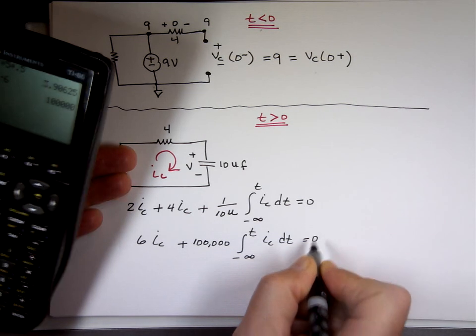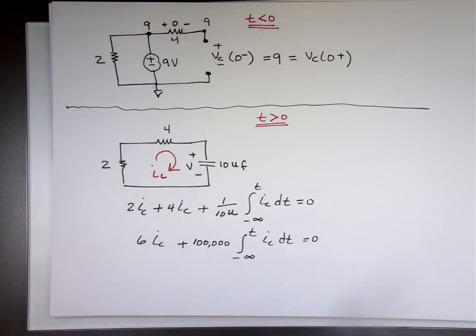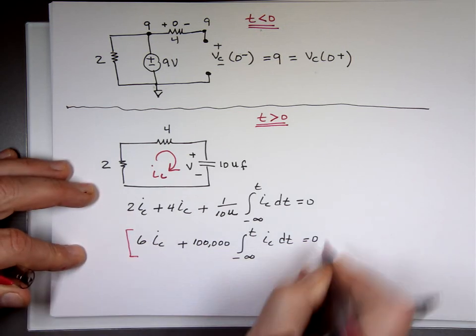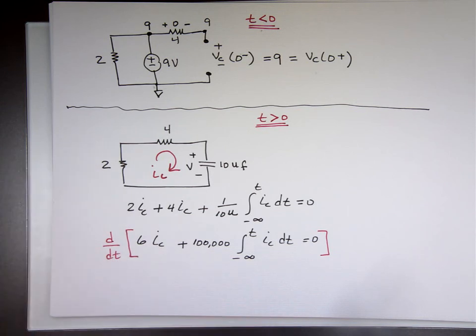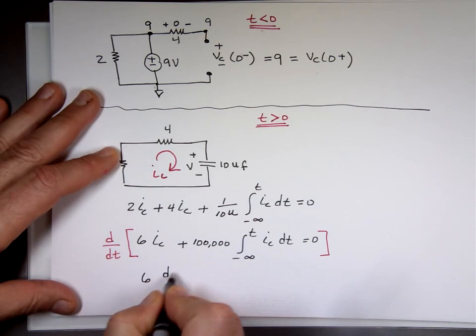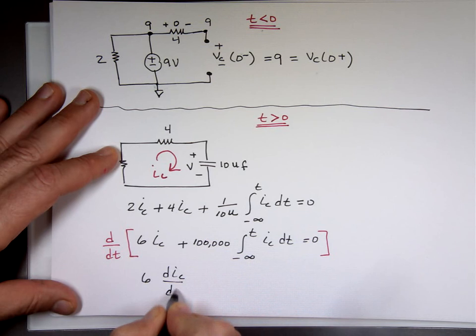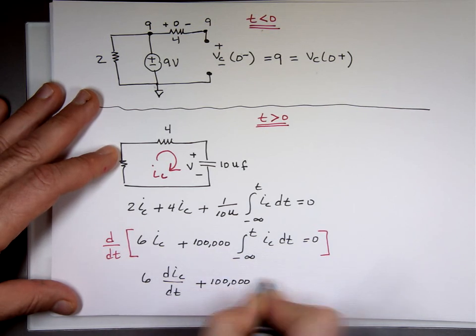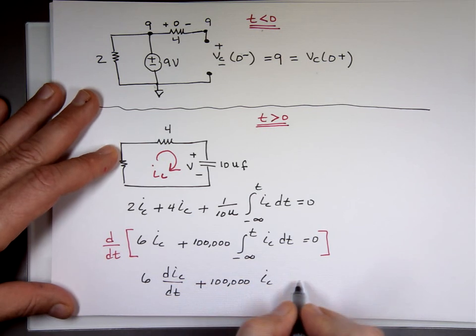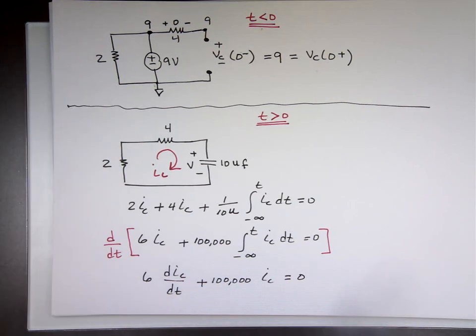Okay. To get rid of the integral, what you learn in differential equations is you take the derivative. If you take the derivative, this becomes 6 dI_C/dt plus 100,000 I_C equals 0. The integral is called what? The antiderivative. It's the inverse of the derivative. The inverse of a function, they cancel each other out.